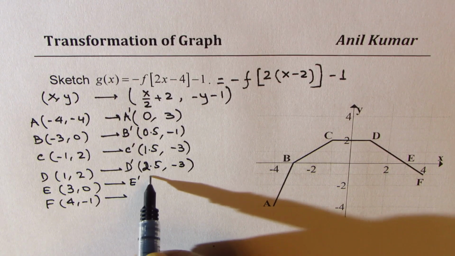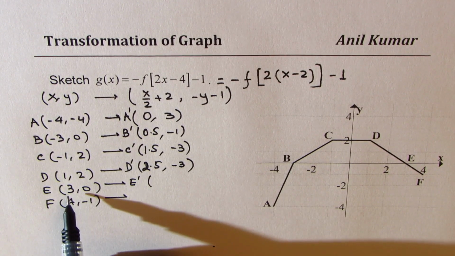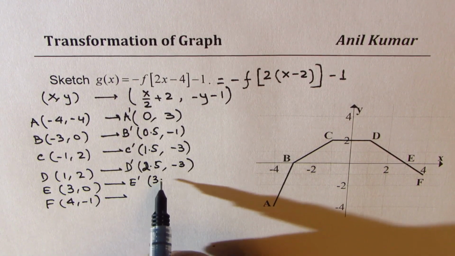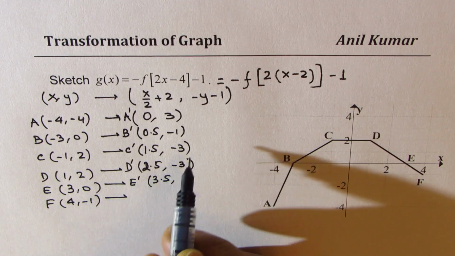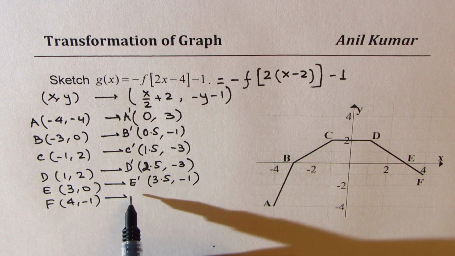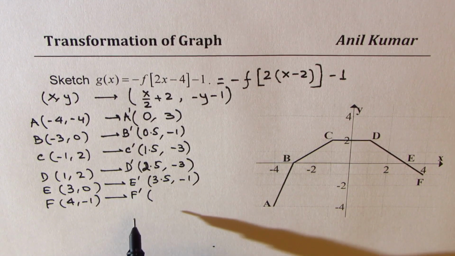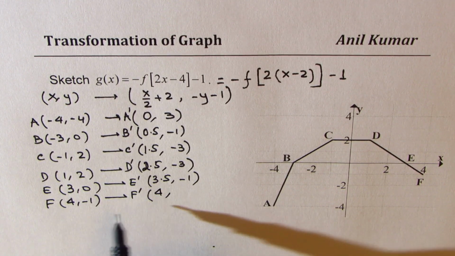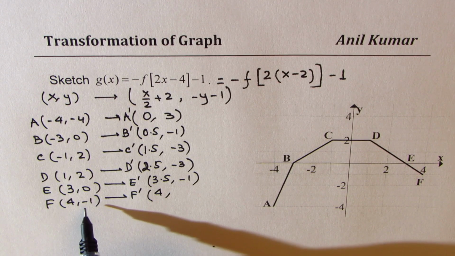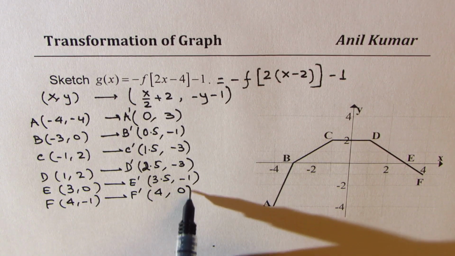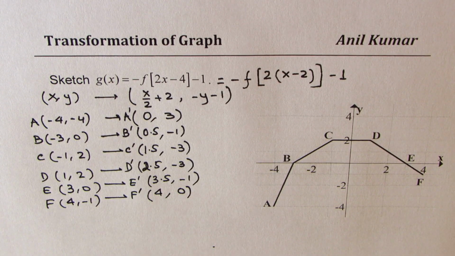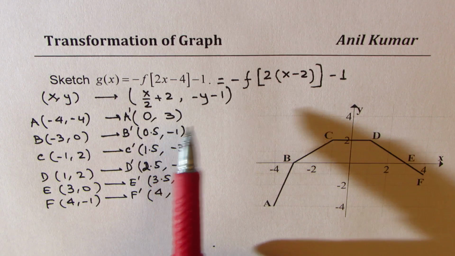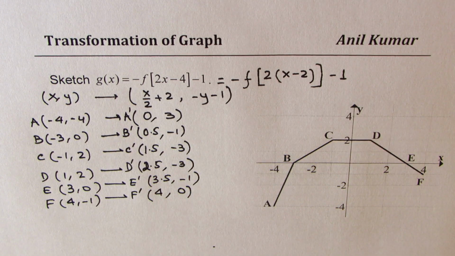For E dash, we get 1.5 plus 2 as 3.5. 0 minus 1 gives us minus 1. And the last point here, F dash: half of 4 is 2, plus 2 is 4. Minus 1 becomes 1, and 1 minus 1 is 0. So those are the image points. Now let us sketch them one by one. We'll also check our points using standard transformation.